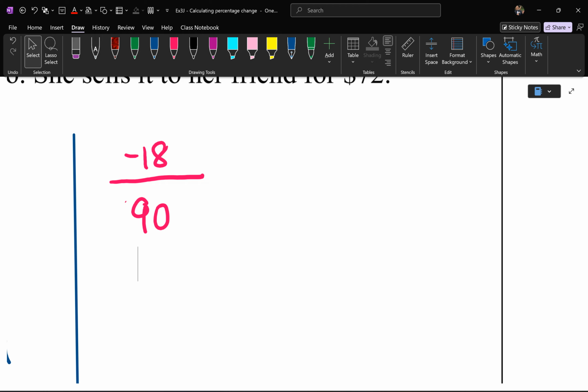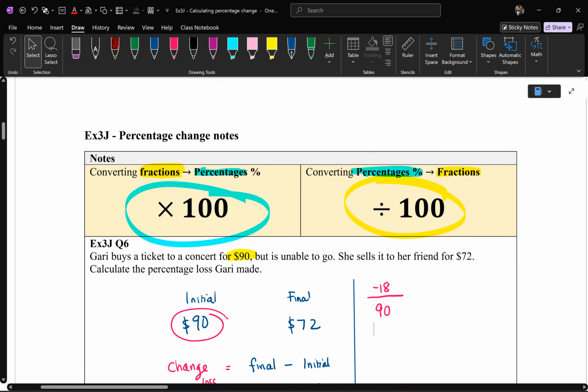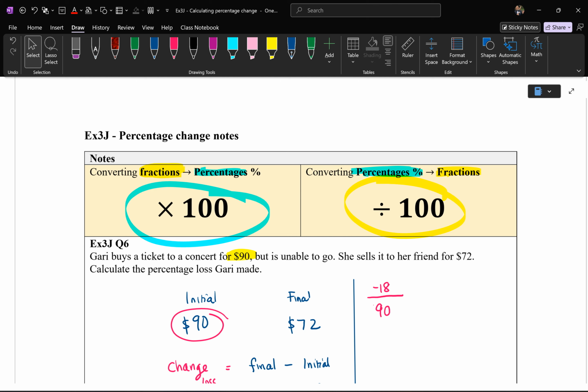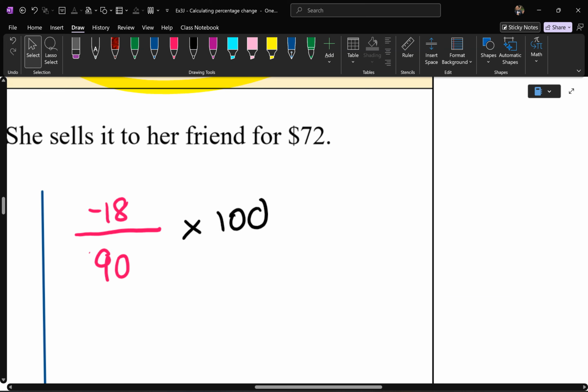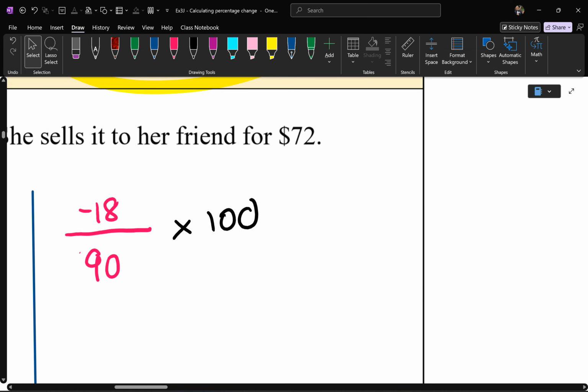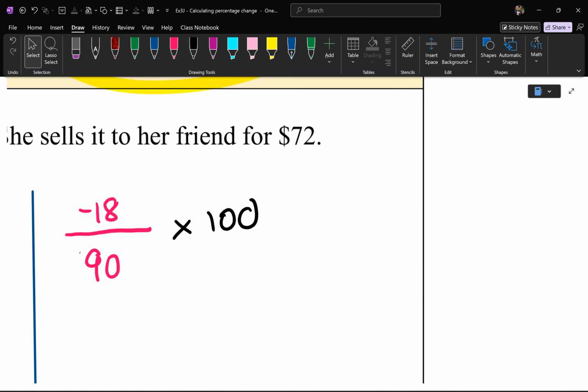How do you convert it to a percentage, which I already have up here? Only two things that you learn. To change anything to a percentage, you then just multiply by 100. That's it. This is the only skill you're doing in exercise 3J. So 3J, if you look at the formula, it was find the change, divided by what you started off with, times by 100. That's it.